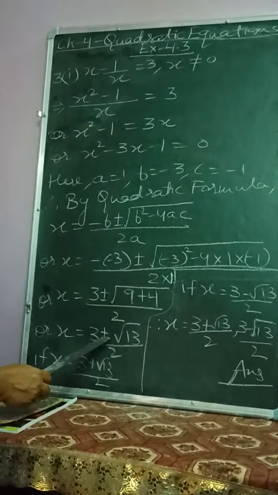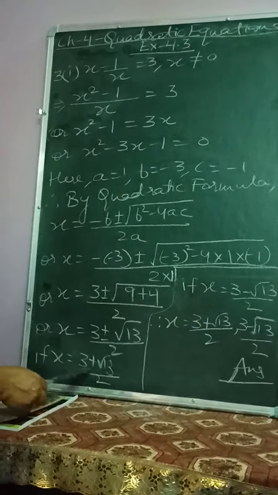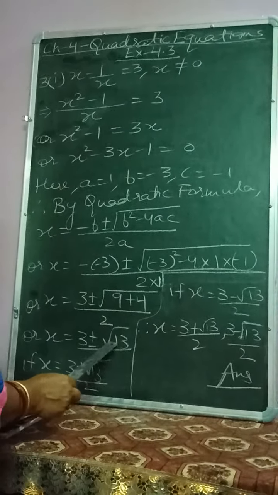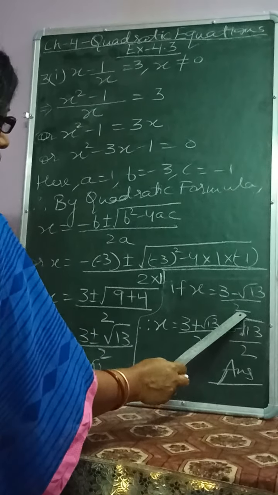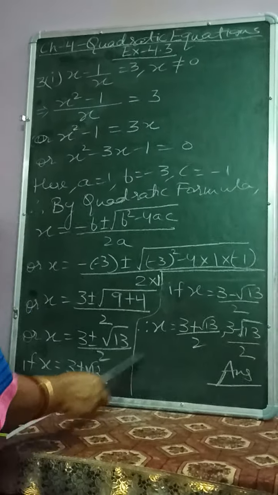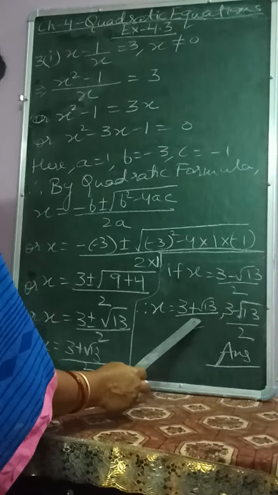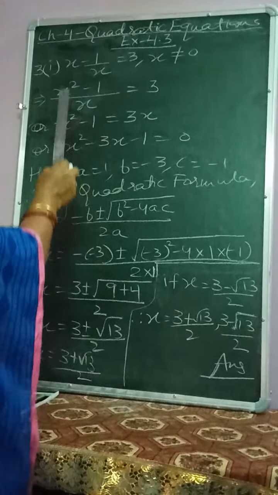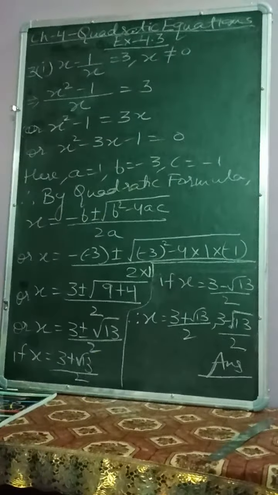Now if we take positive sign between the two terms of the numerator, we get x is equal to 3 plus root 13 upon 2. And if we take the negative value between the two terms, then we get x is equal to 3 minus root 13 upon 2. Further solving is not possible. So x is equal to 3 plus root 13 upon 2 and 3 minus root 13 upon 2 are the two roots of this quadratic equation. Now we will continue and do the second part of the same question.